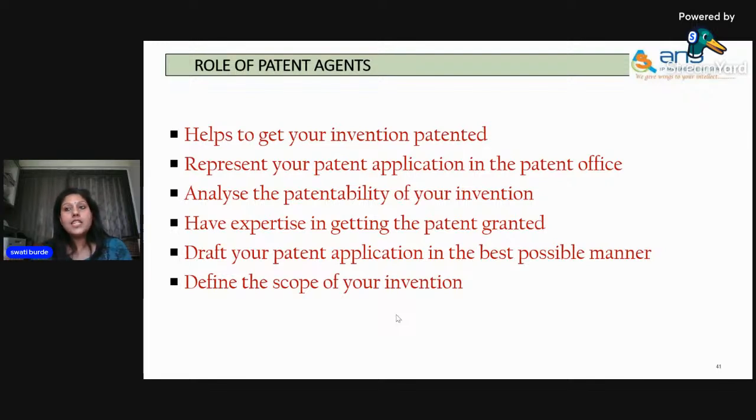Sometimes you will find that it is not patentable, then we suggest how to make it patentable, how to make some changes, and in which way you can make the changes, and get the grant for that invention. Then he can draft the strategies for enforceability of the patent. And they have the expertise of getting the patent if in the examination report you get rejections. So we help you amend the claims and get your patent granted. We will draft your application in the best possible manner, and we define the scope of your invention. So these are all the roles of patent agents.